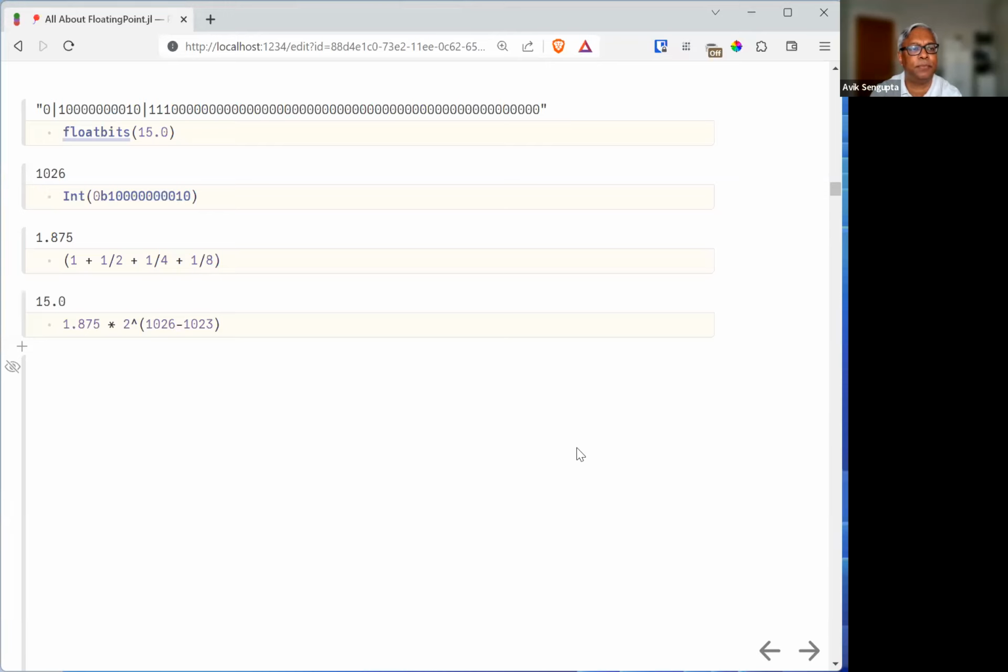Okay, a couple more examples if you want to work through. In this case, we have float bits of 15. The exponent is 1026, so you're multiplying 2 to the power 1026 minus 1023. So that's 2 to the power 3. And the significand is 111, so that's 1 plus a half plus a 4th plus an 8th. That's 1.875 times 2 to the power 3, which is 8. So 1.875 times 8 is 15, right?